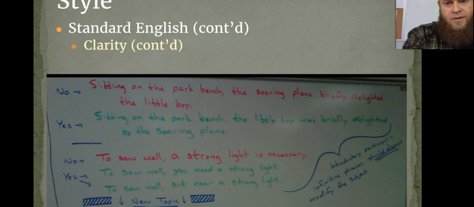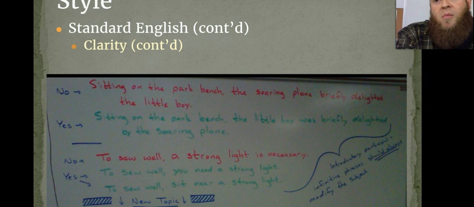Sitting on the park bench, the soaring plane briefly delighted the little boy. Now, we wouldn't for a moment think that the plane was sitting on the park bench, right? Anytime we have these introductory elements, these participial phrases, we want to make sure that they modify the subject, right? So: sitting on the park bench, the little boy was briefly delighted by the soaring plane. So the little boy is who was sitting on the park bench.